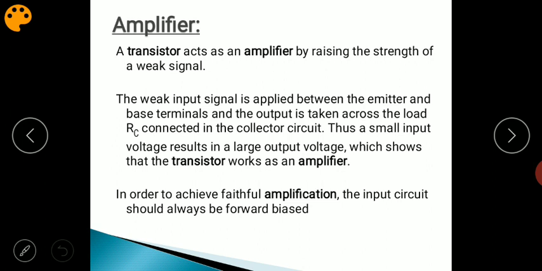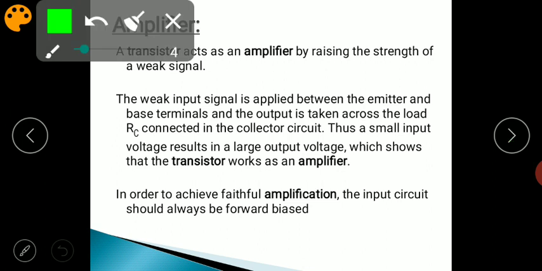In order to achieve faithful amplification, we should have proper biasing of the transistor, and as already told, if you want to use transistor as an amplifier, you should use it in active region where the emitter base junction should be always forward bias and collector base junction should be always reverse bias. Right?